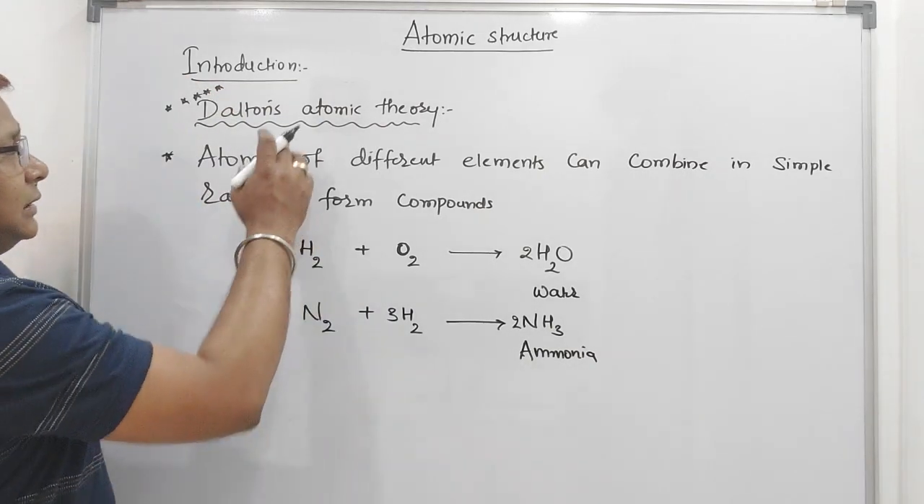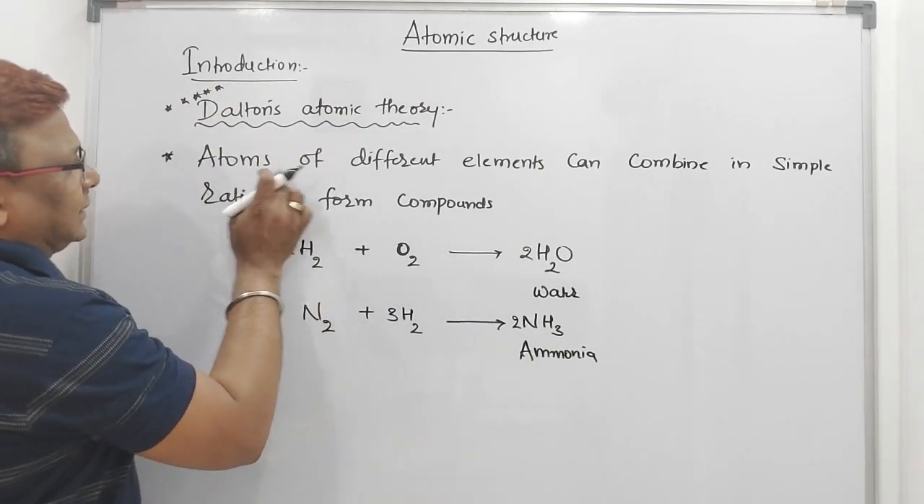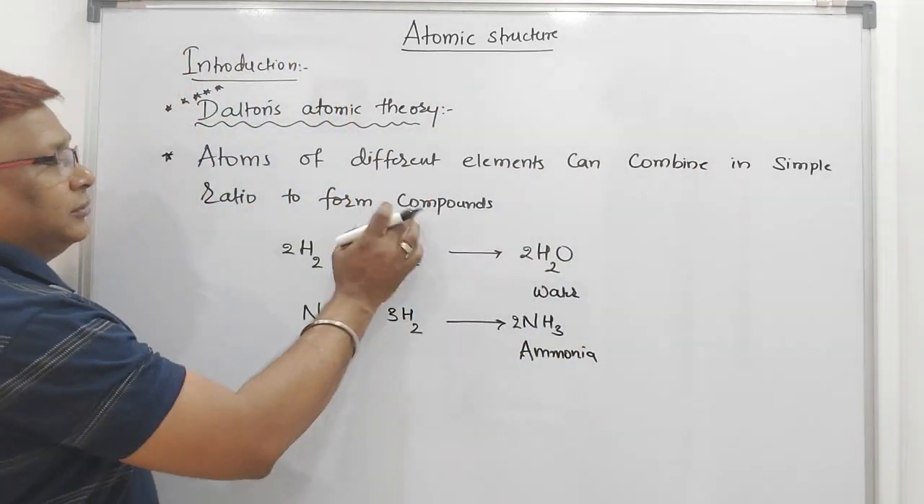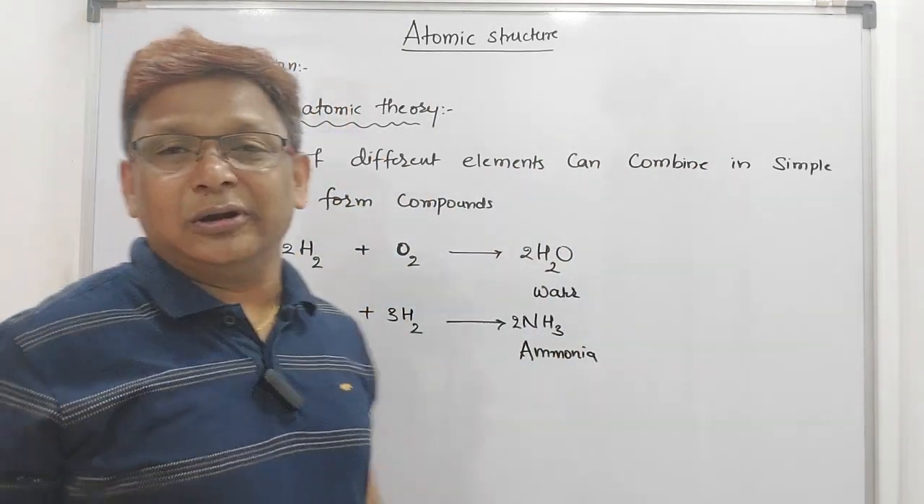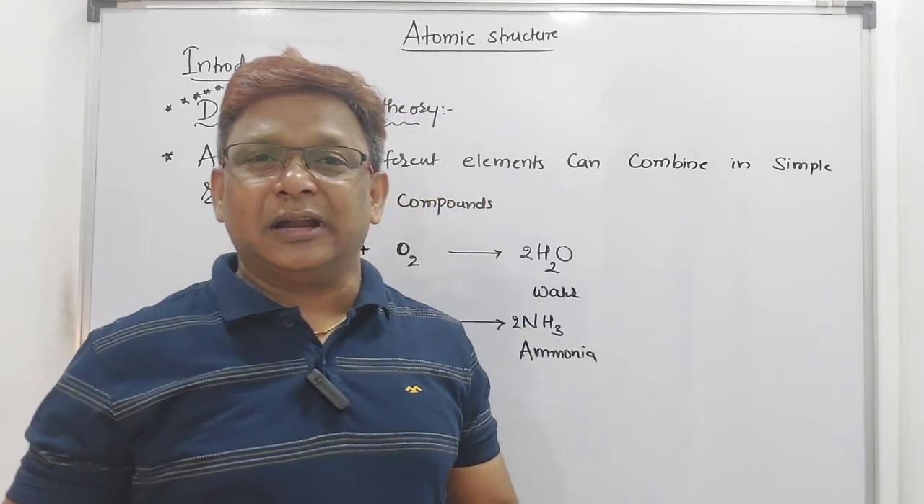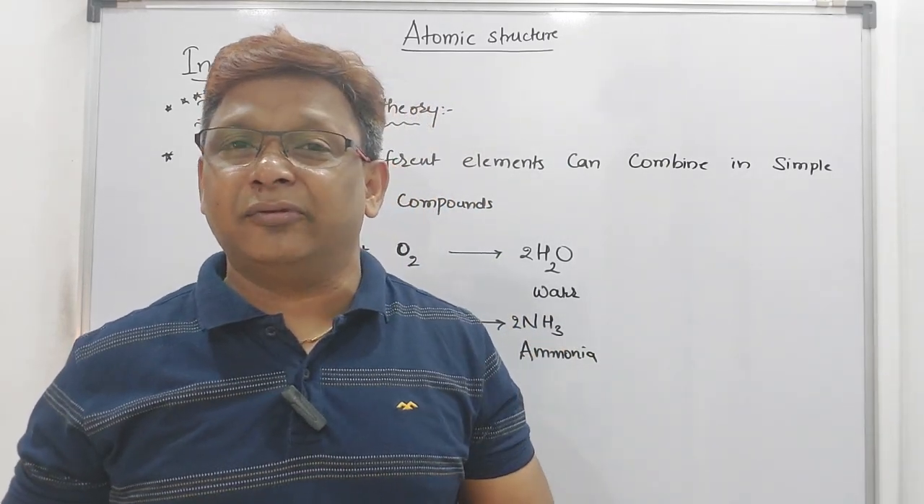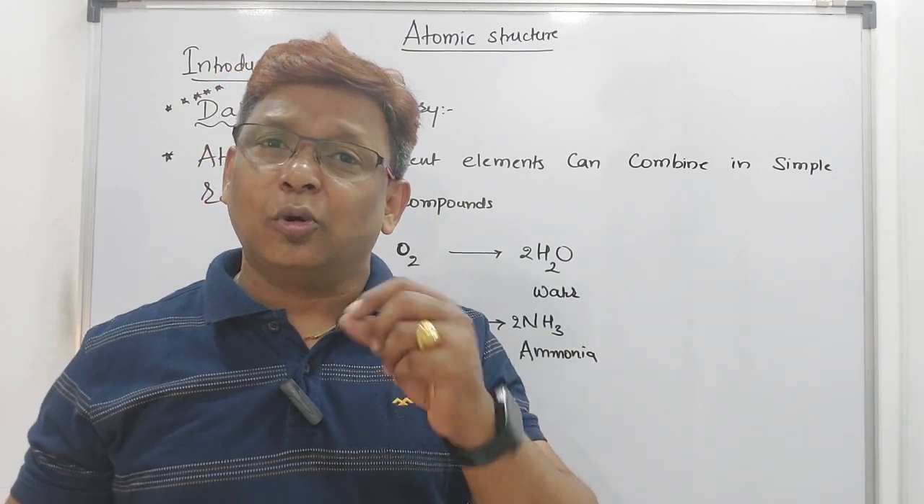So what Dalton's postulate says is that atoms of different elements combine in a simple ratio to form the compound. Simple ratio means it is not like half a hydrogen atom combining with 2.5 oxygen atoms to form water. Never like that, beta. It is a whole number.